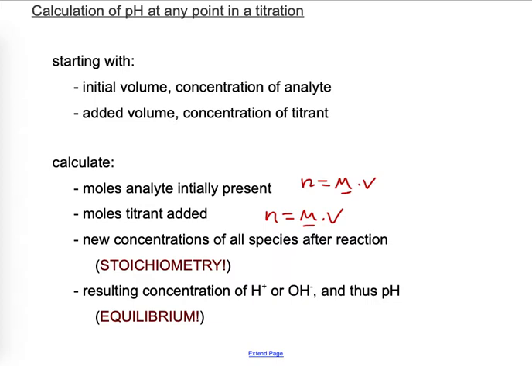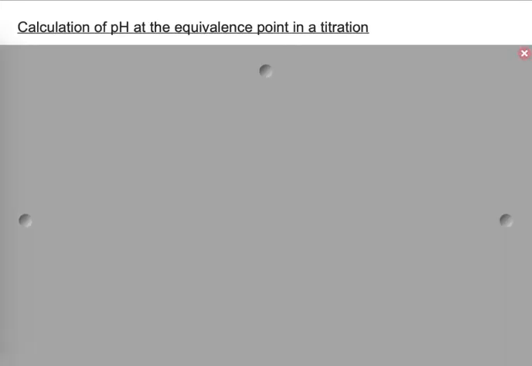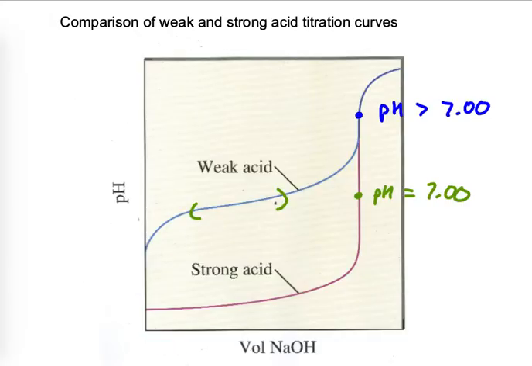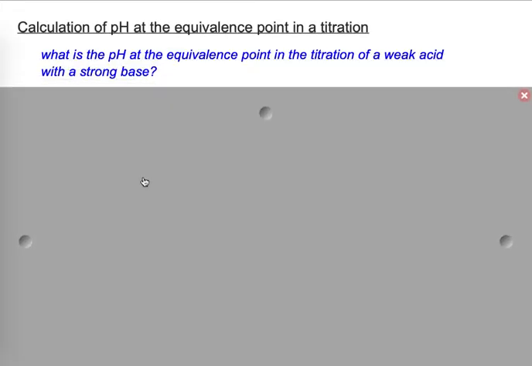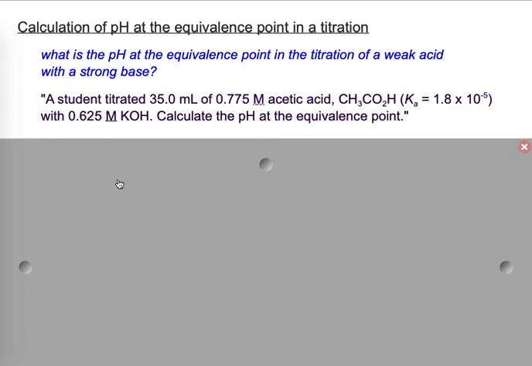So let's do finally an example of one of the most important of these types of problems, which is calculation of the pH at the equivalence point in a titration. We want to know what that pH is here at the equivalence point in the titration of, for example, a weak acid with strong base, and you'll see why that's important in the next section. So, question is, what is the pH at the equivalence point in the titration of a weak acid with a strong base? For example, a student titrated 35.0 milliliters of 0.775 molar acetic acid, for which Ka is given, with 0.625 molar potassium hydroxide. Calculate the pH at the equivalence point.